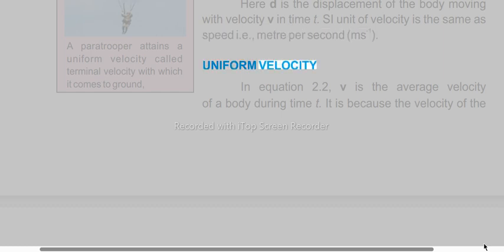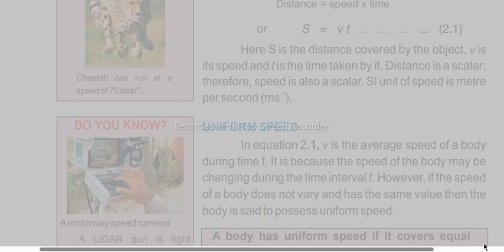Uniform velocity. In equation 2.2, v is the average velocity of a body during time t. It is because the velocity of the distance equals speed times time.